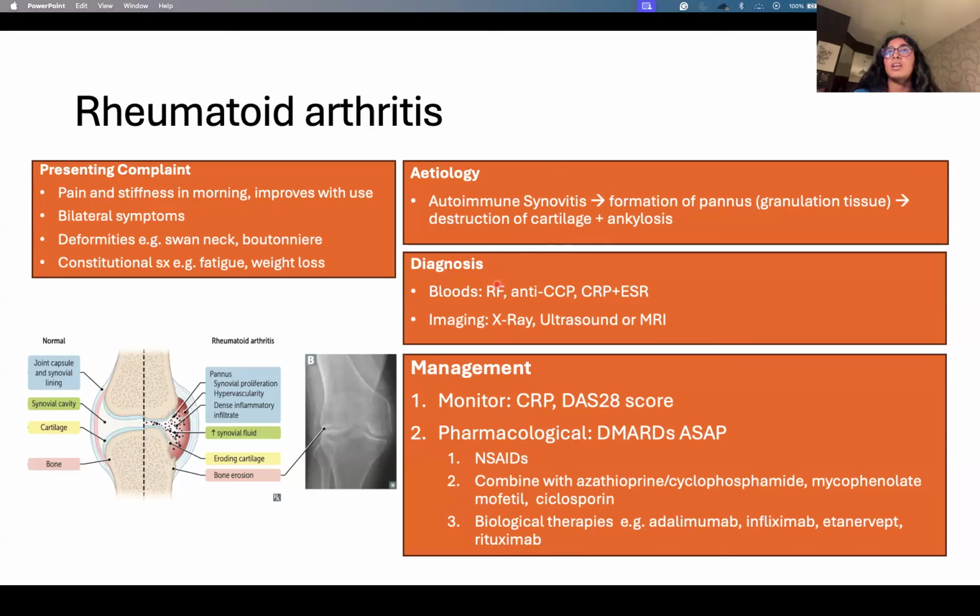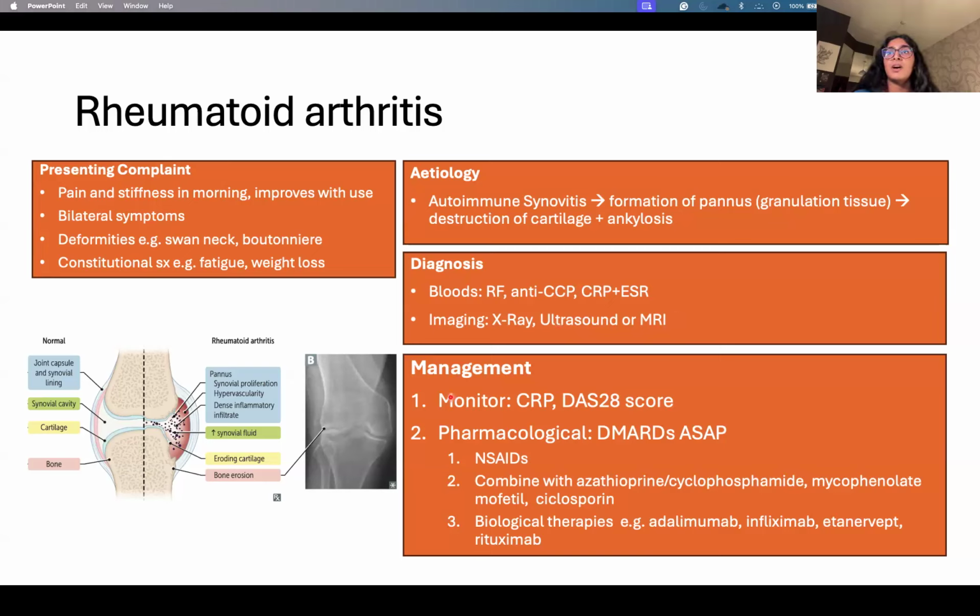So the diagnosis here is rheumatoid factor. It's pretty non-specific, but more specific is anti-CCP. And then CRP and ESR might be high as well. Obviously order all of your other classic things, FBC, U&Es, but remember to explain why you're doing that. It's more to exclude other diagnoses in this case. In terms of imaging, anything is pretty helpful. X-ray is standard, ultrasound for some of those smaller hand joints is helpful, or MRI as well.